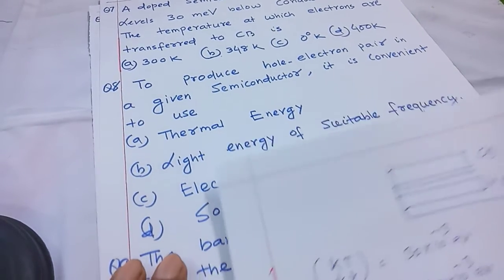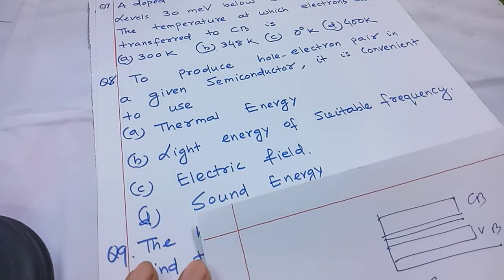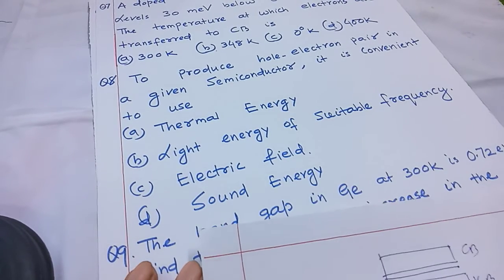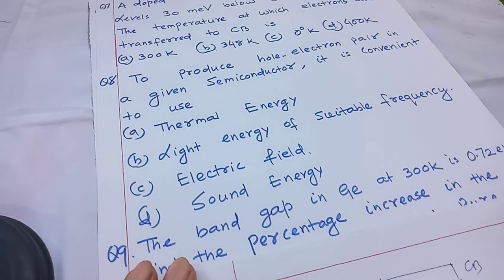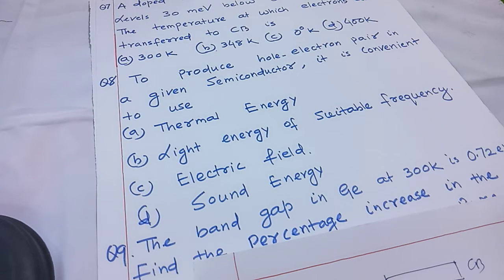Now, a very important conceptual question, that is, to produce a hole electron pair in a given semiconductor, which is the convenient method? The first choice is thermal energy, second light energy of suitable frequency, third choice electric field, fourth choice sound energy. See, all of these are forms of energy, but which is convenient? We can prove it mathematically, but in general, light energy of suitable frequency is very convenient.